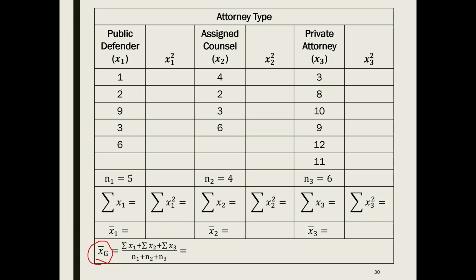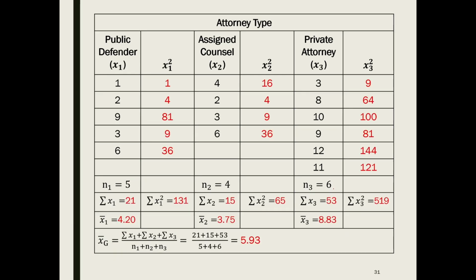That means you add all the numbers together, divided by the total sample size here, which is 15. So you put every number inside of it. It's really quick, really easy. Square of 1 is 1, square of 2 is 4, square of 9 is 81, something like that. You add everything together, you get a total of 21 divided by the sample size 5 in group 1. You will have the mean of group 1, 4.20, and you also add all the squares together, 131. When you do everything, don't forget to calculate the grand mean, which is 5.93.